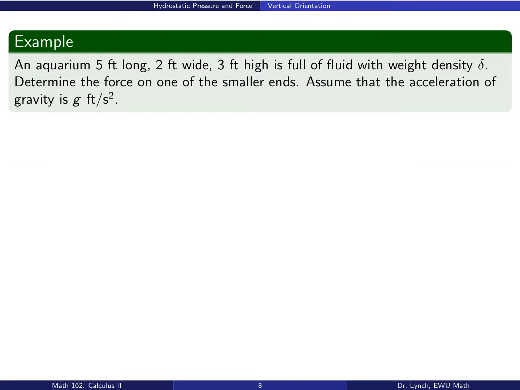Okay, let's think about that same aquarium we just had, the one that's 5 feet long, 2 feet wide, and 3 feet high. In this case, we're going to assume that it's full of fluid of weight density delta. We'll determine the force on one of the smaller ends. And since we have this weight density of delta pounds per cubic foot, we won't actually need the acceleration of gravity.